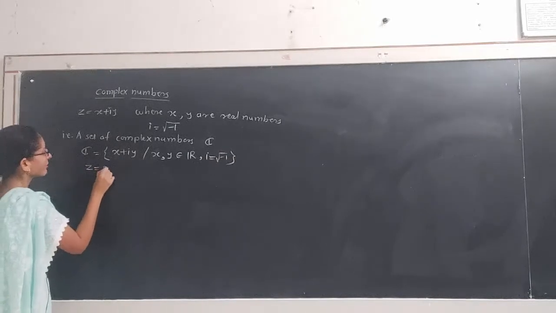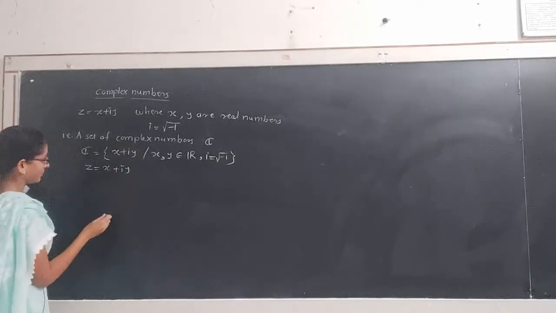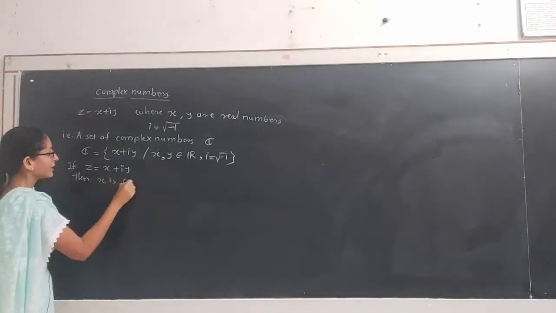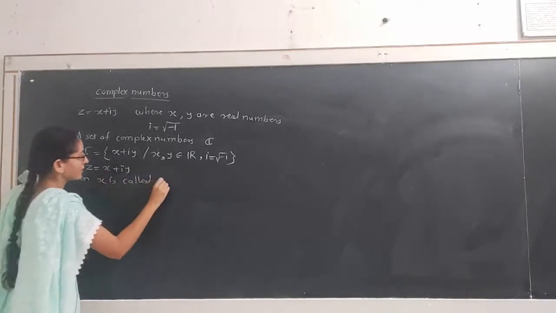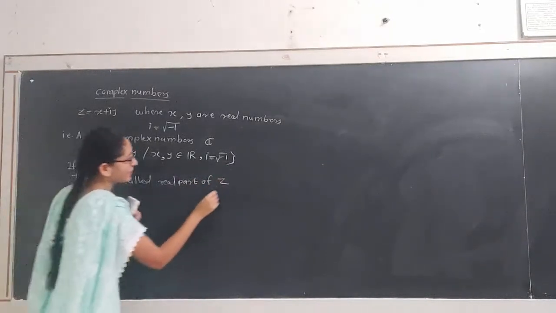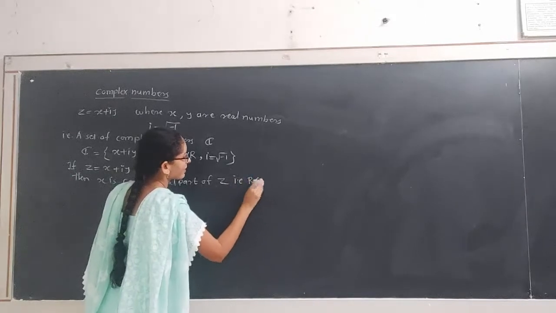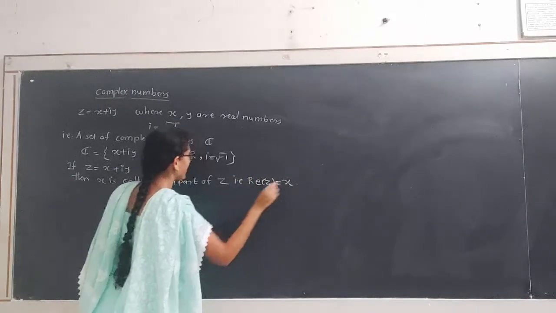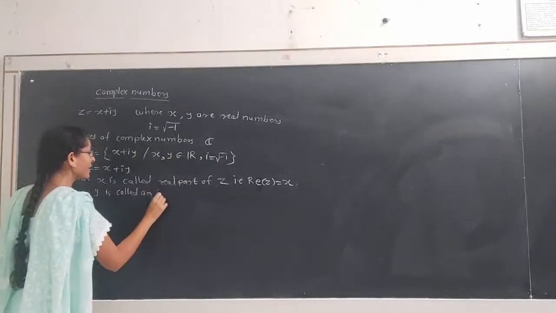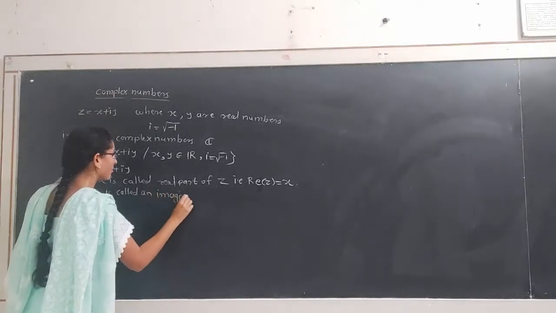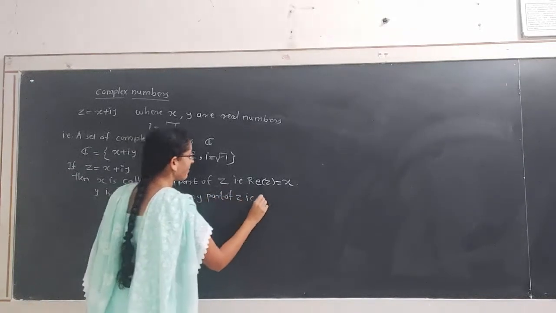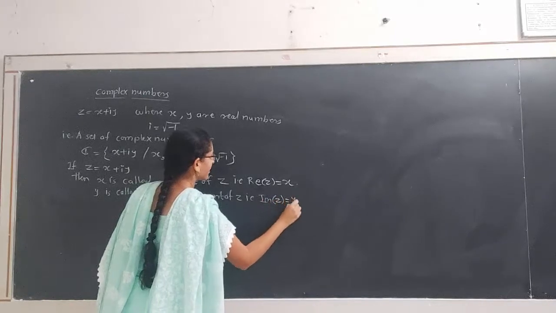If we have z is equal to x plus iy, then x is called the real part of complex number z, and is represented by Re of z is equal to x. y is called the imaginary part of z, and is represented by Im of z is equal to y.